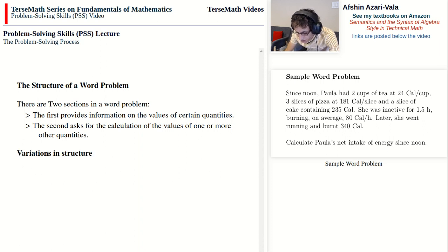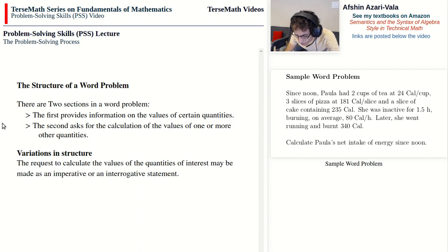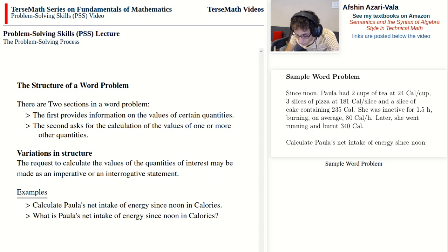Now there are variations in structure, and this corresponds to the different ways that we talk, of course. The variations are such that the request to calculate the values of certain quantities may be made using an imperative statement like calculate Paula's net intake of energy since noon, but it could also be interrogative. So here we have it: calculate Paula's net intake of energy since noon in calories. Or it could be posed as, what is Paula's net intake of energy since noon in calories?